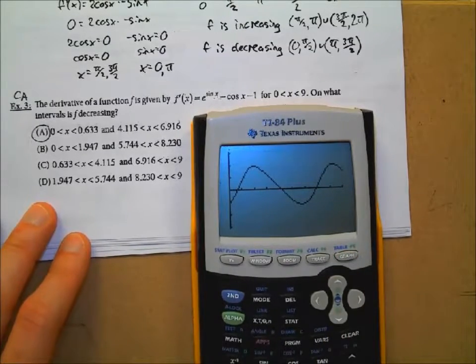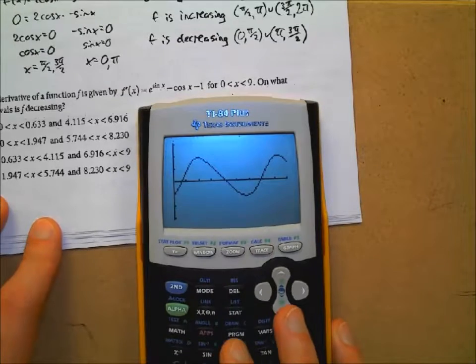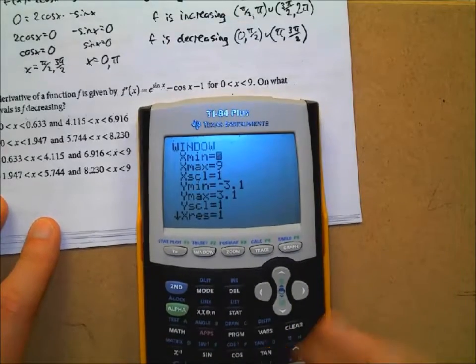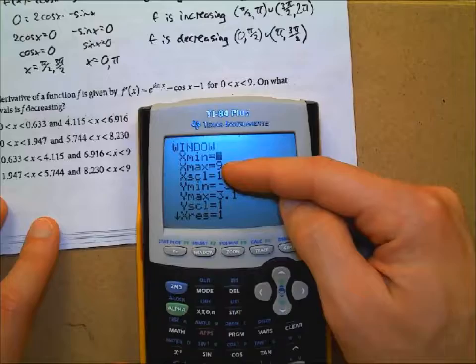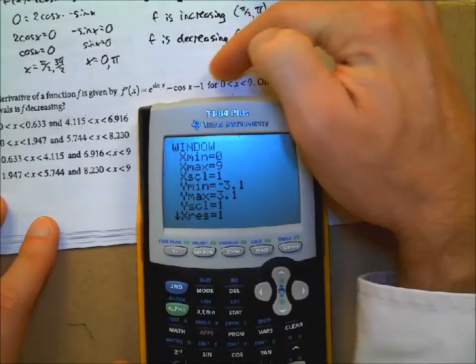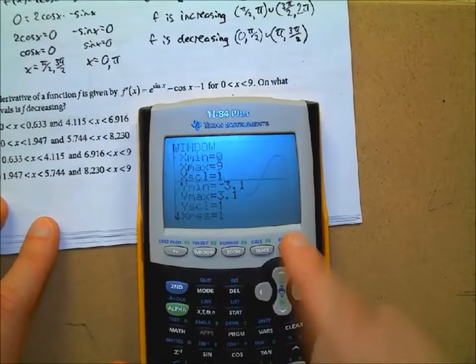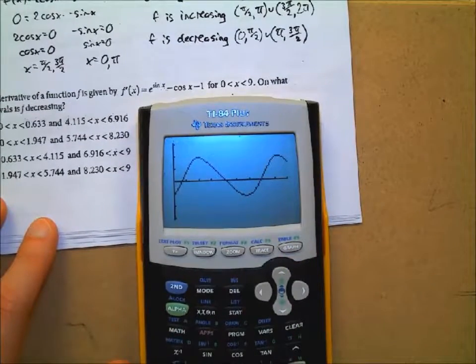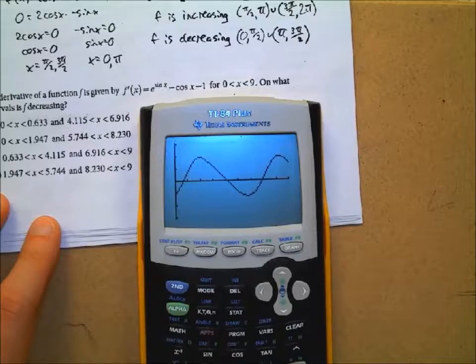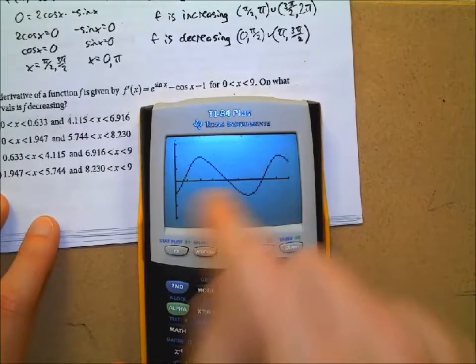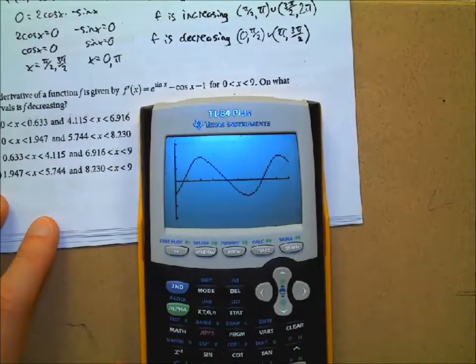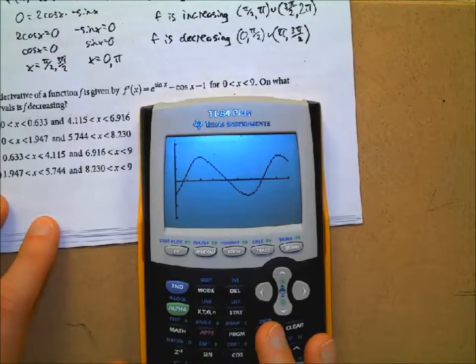You'll notice that my window maybe looks a little bit different than yours. When I graph this, I changed my window to be 0 to 9. Why? Well, because it only asks us to identify the behavior of the function from 0 to 9. So I went ahead and blocked off all the other junk there. Now we got to be careful here. This is the graph of f prime, the derivative of f. We are trying to determine when f is decreasing.